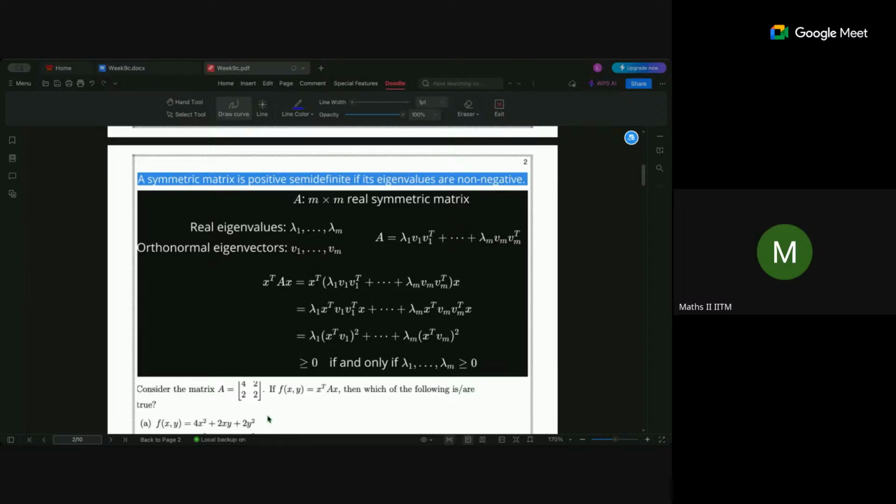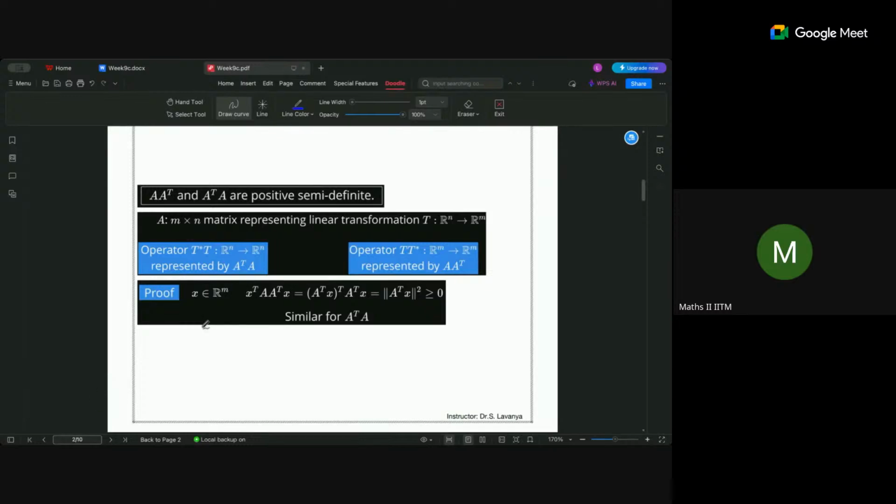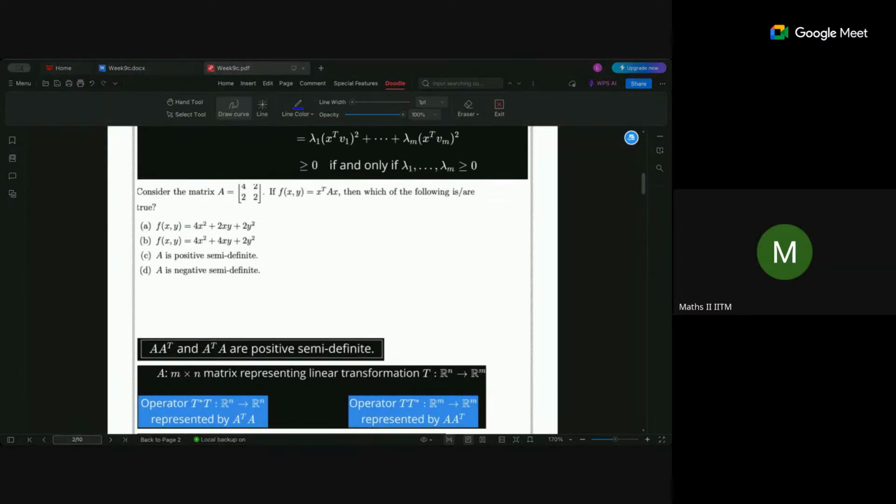Fine. Shall we do a problem now based on this? So look at this question here. Is the given matrix symmetric or not? 4, 2, 2, 2. Is it symmetric or not? Yes, ma'am, it is symmetric. Okay. And then it is given that f of x comma y is x transpose Ay. How can we write x transpose Ax? I guess there is a mistake here. It should be x transpose Ay.